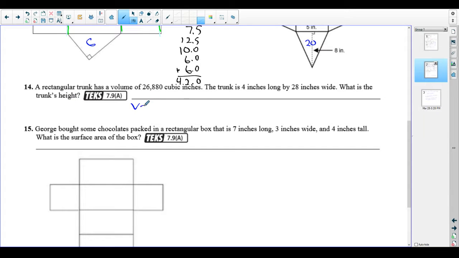The formula is still the same, still area of the base times the height. We can still find the area of the base. It says it's 4 by 28. Area of the base is just 4 times 28, which is 112. So 112 times whatever the height is gives us a volume of 26,880, which I could write bigger. I'm not sure why I made it that small.